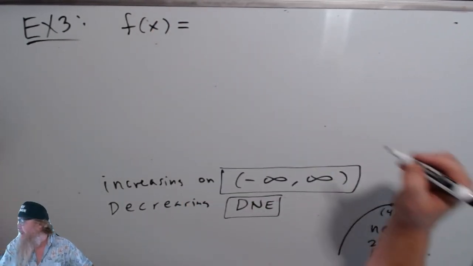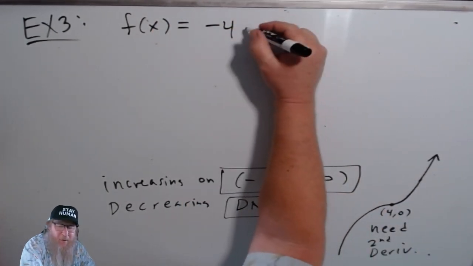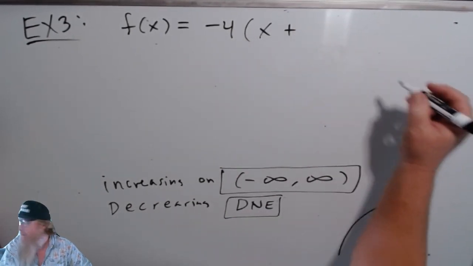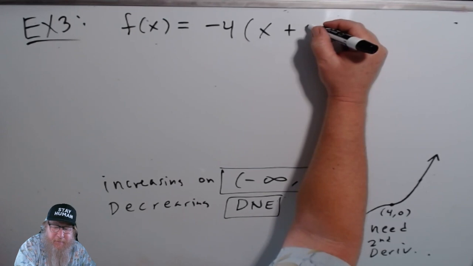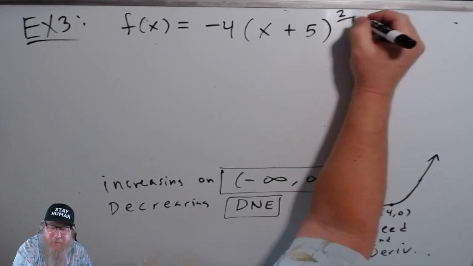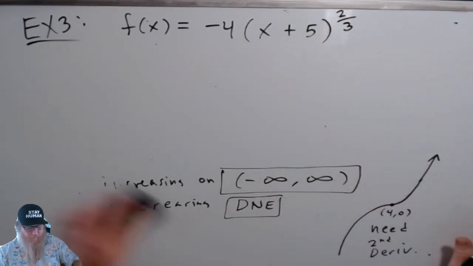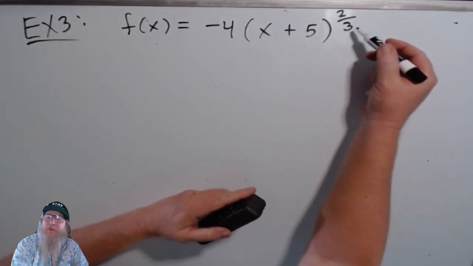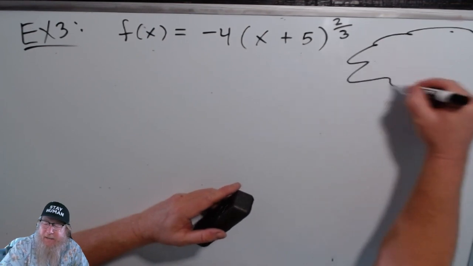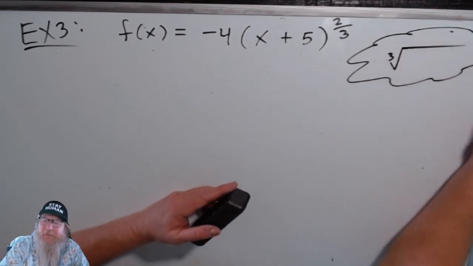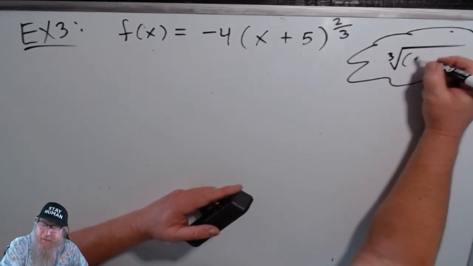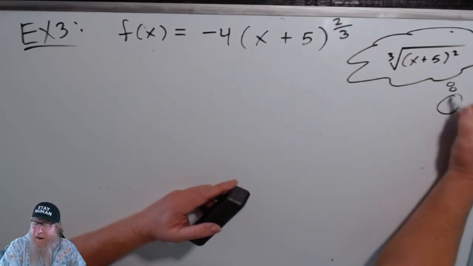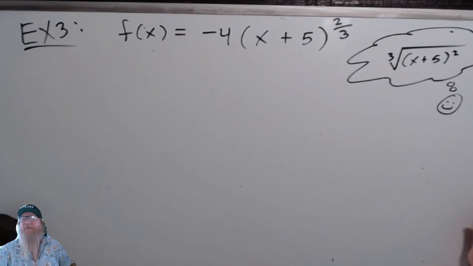So we have f of x is negative 4 times x plus 5 to the 2/3. Remember what 2/3 means. It means the cube root of x plus 5 squared. I'm not actually going to write it that way, but it is useful to maybe think about it that way.